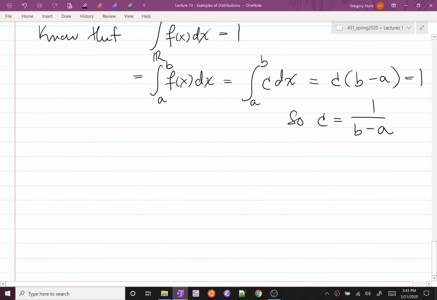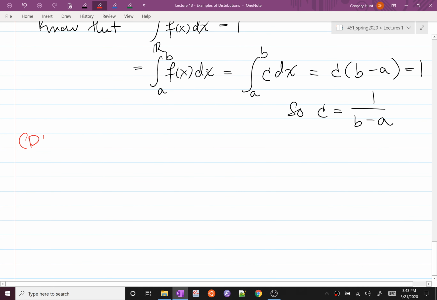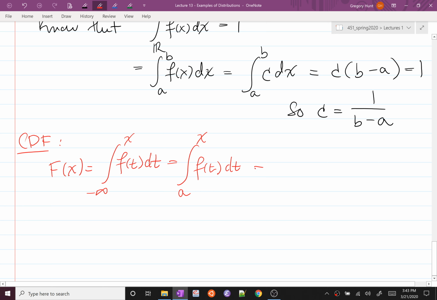And we can look at the CDF, cumulative distribution function. The CDF, capital F of x, is actually pretty easy in this case. It is the integral from negative infinity to x of our PDF, which we now know is f of t. Because we have 0 density less than a, we can just say this is the integral from a to x of f of t dt, and what does that give us?